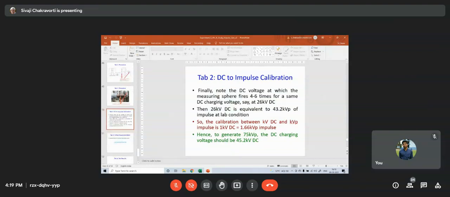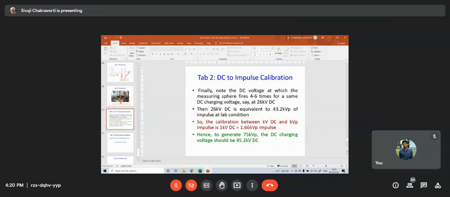So as I said, we note down what is the DC voltage and what is the gap breakdown voltage. Here is an example given. Let's say 26 kV DC is equivalent to 43.2 kV peak, 50% is rapid discharge. So 1 kV DC is 1.66 kV impulse. So if I want to generate 75 kV, now my DC charging voltage should be 45.2 kV DC.